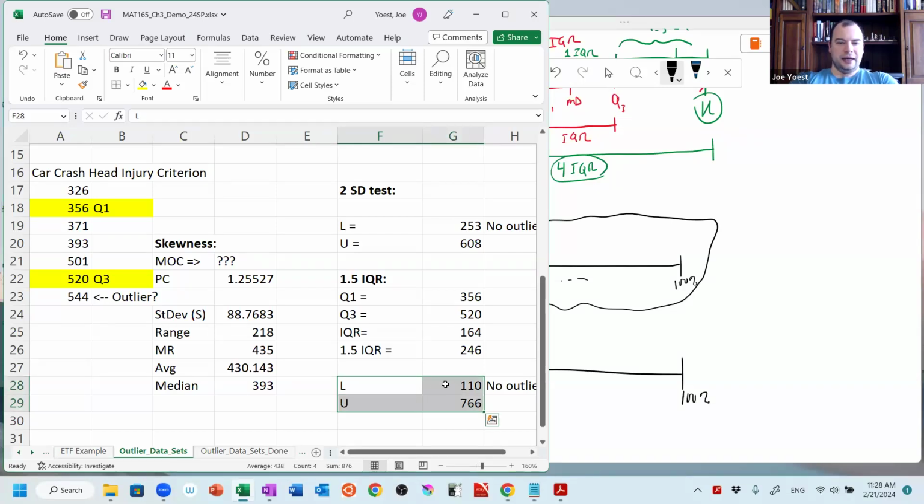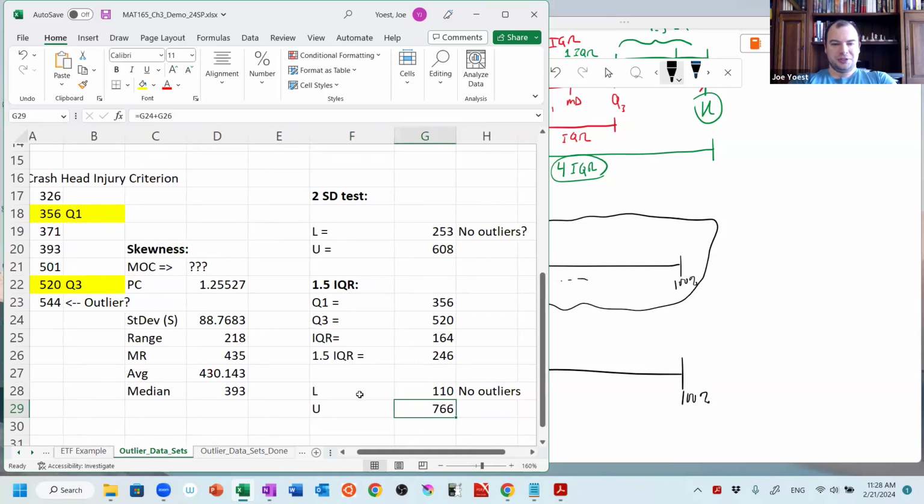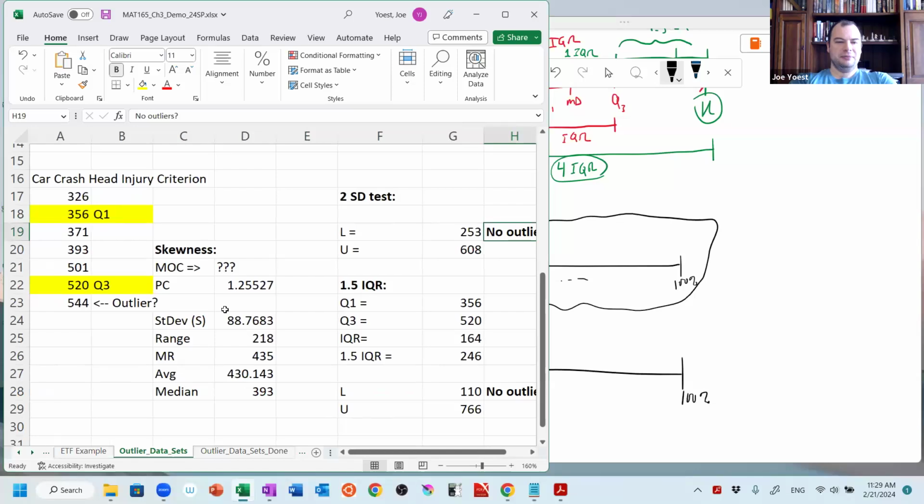Right. I don't have any data points with value below 110 or with value above 766. So in this case, I'd be more confident saying no outliers and rejecting skewedness here. That's probably where I would go.